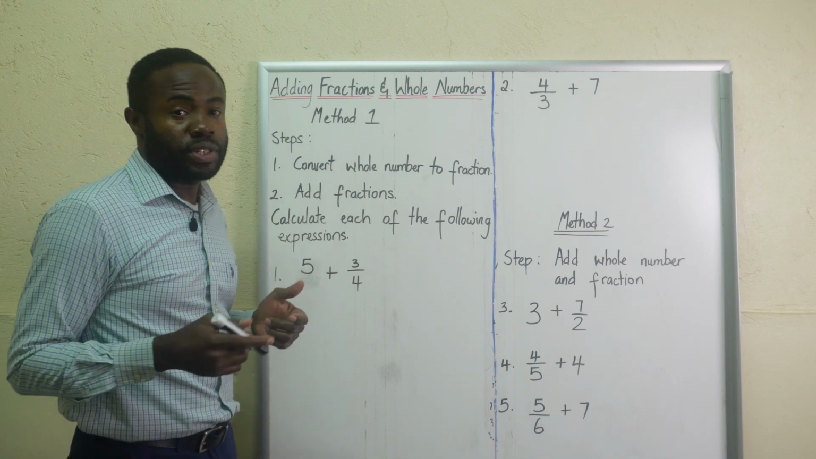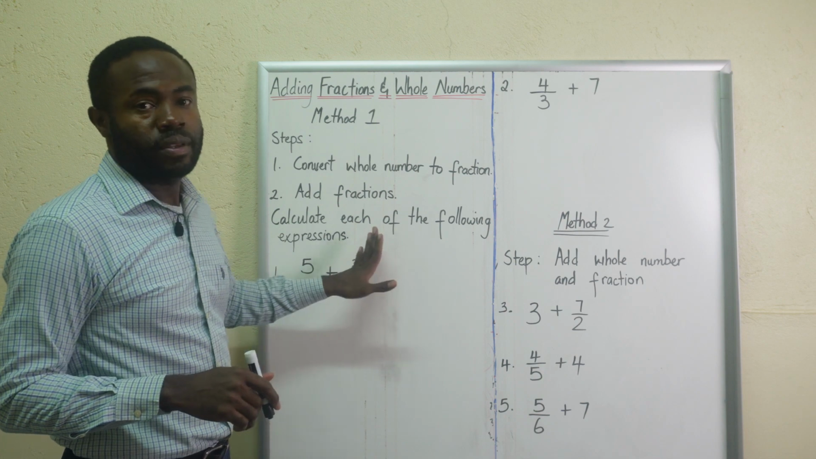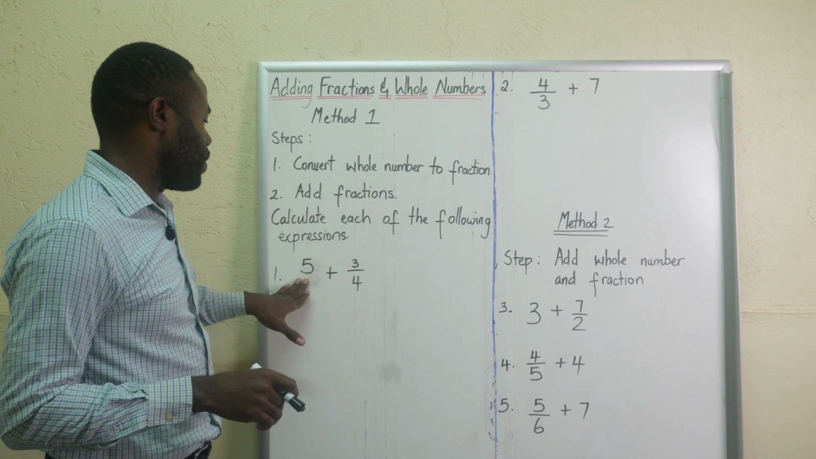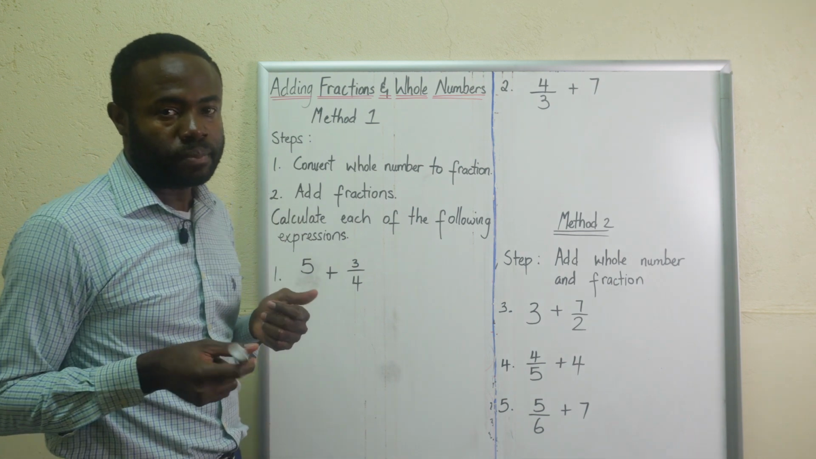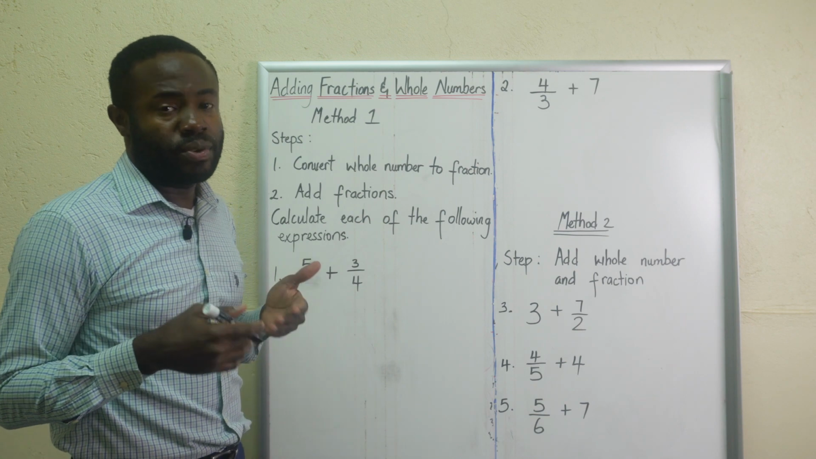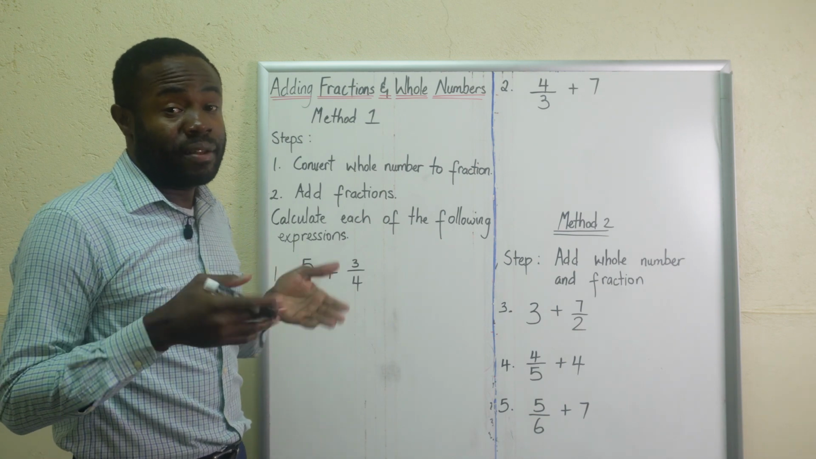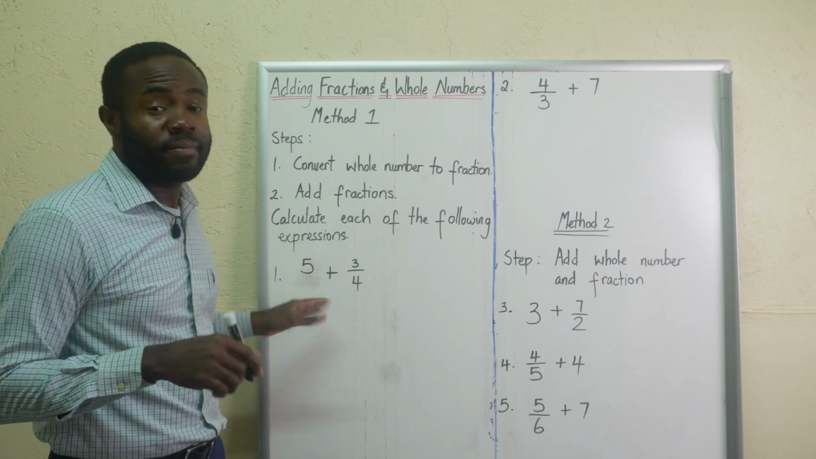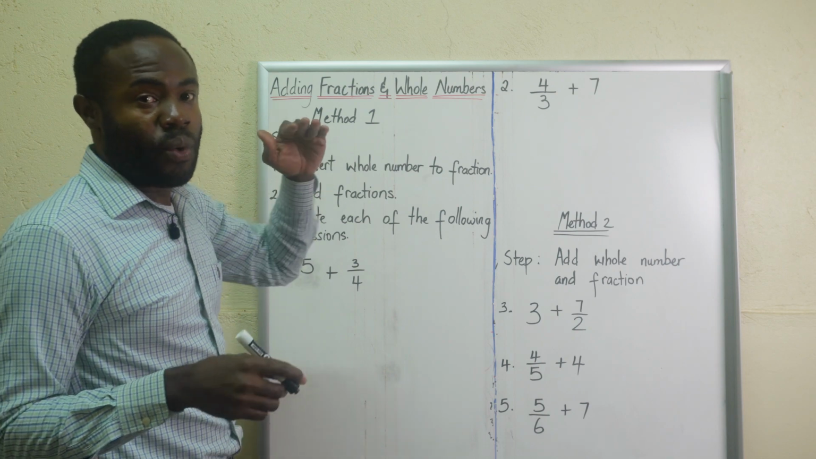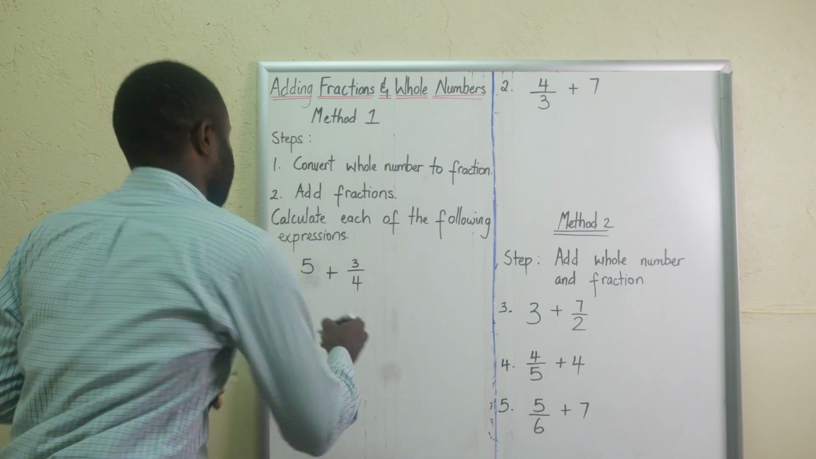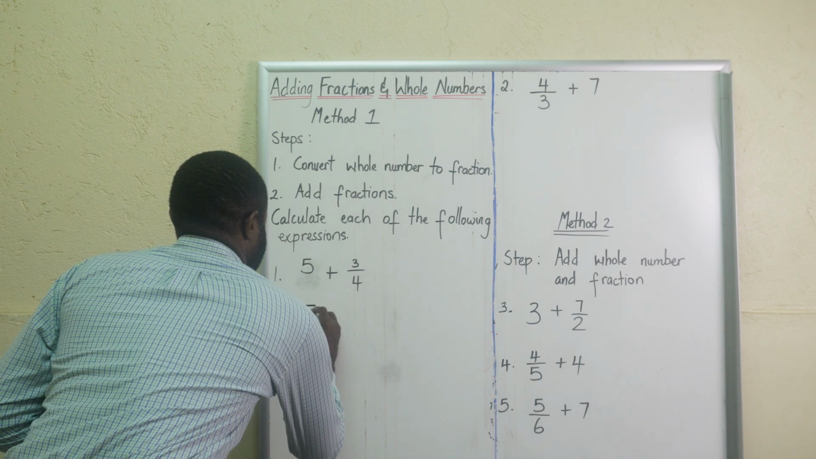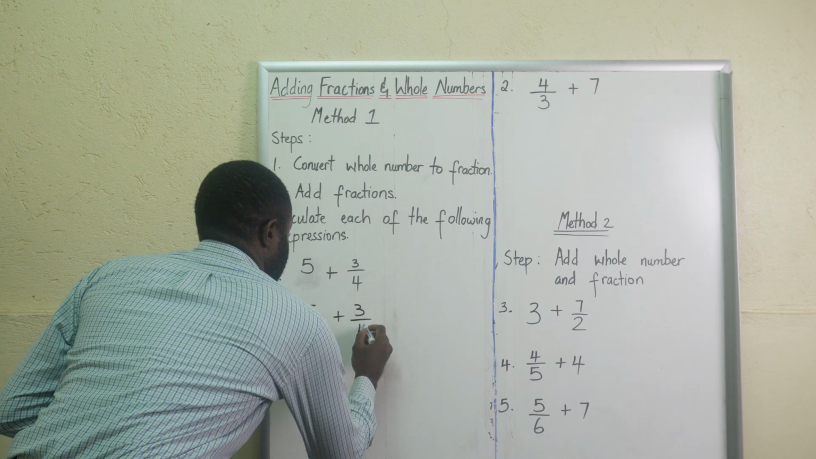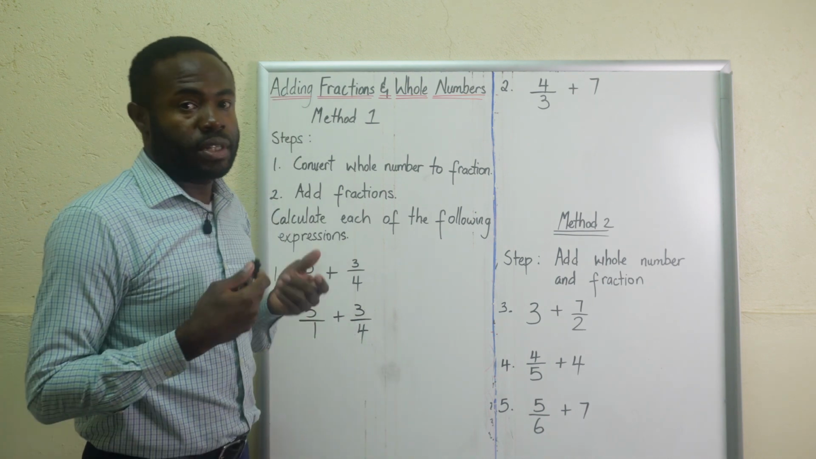Let's jump right into this question. We have 5 plus 3/4. All right. So what we're going to do is to follow step one, which is to convert the whole number to a fraction. Now, every whole number can be converted to a fraction easily by dividing that whole number by 1. That simply means that 5 as a fraction is 5 over 1. So let's write that. So it's 5 over 1 plus 3 over 4. So we have done the first step successfully.